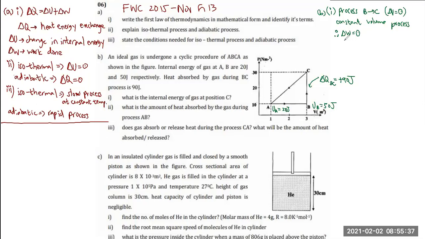If delta W is zero, going back to the first law of thermodynamics, delta Q is equal to delta U plus delta W, so delta Q should be equal to delta U. Now, what is delta Q for process BC? That is plus 90. And what is delta U? Delta U is the final internal energy minus the initial internal energy, UC minus UB. So 90 is equal to UC, which we are supposed to find, minus 50 joules. Therefore, the internal energy at C is going to be 140 joules.